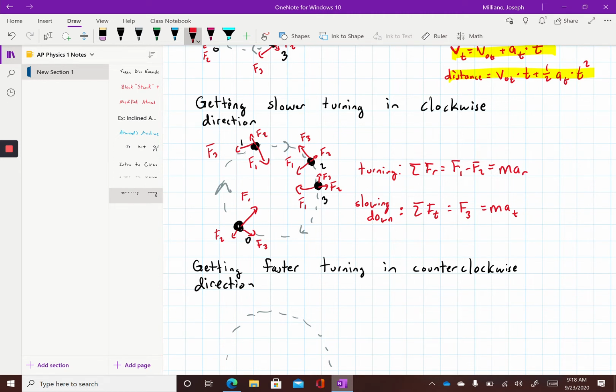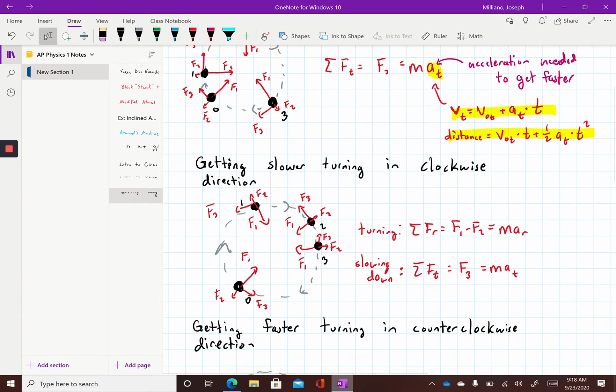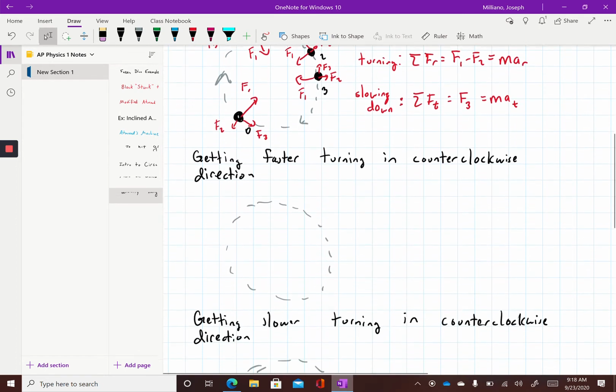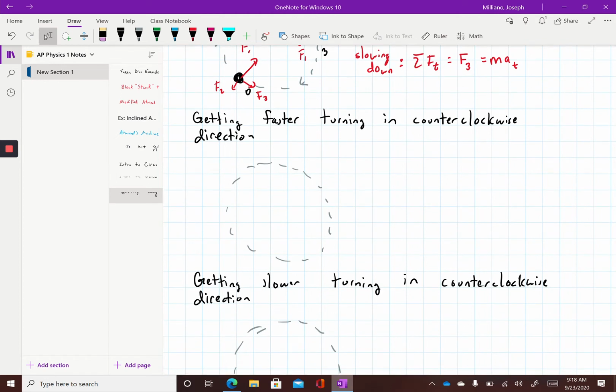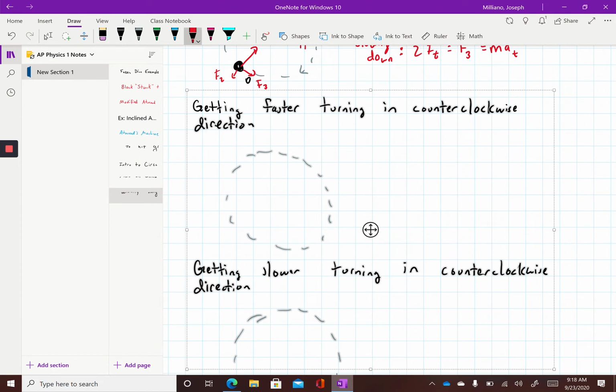I think those two examples actually should hit the main points. It's kind of just mirror images if you're talking about the counterclockwise direction. So rather than do two more examples, let's summarize. I had two more examples set, but I think it'd be better just to delete those.